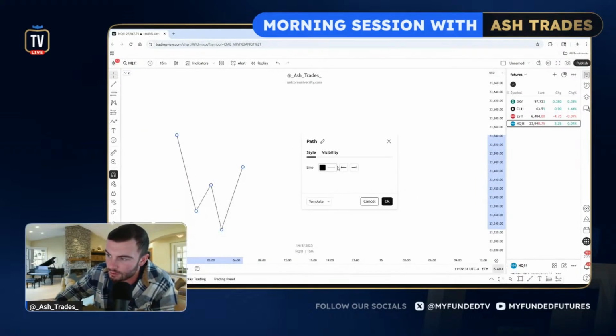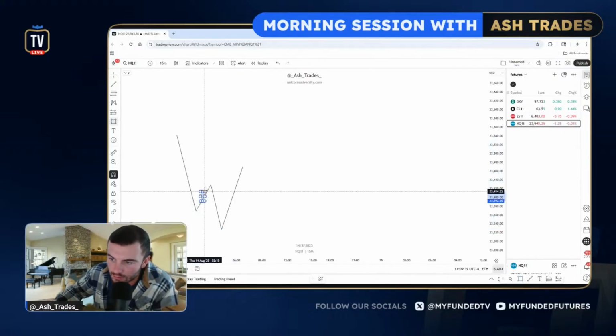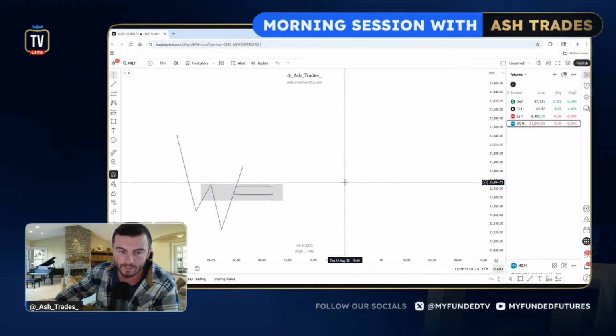Let's get rid of this arrow. Here's a long setup right here. The breaker block will always be found in between these two swing points, and I want to see an FVG aligned with it. So just in the most simplest terms, it is just a breaker block plus an FVG.